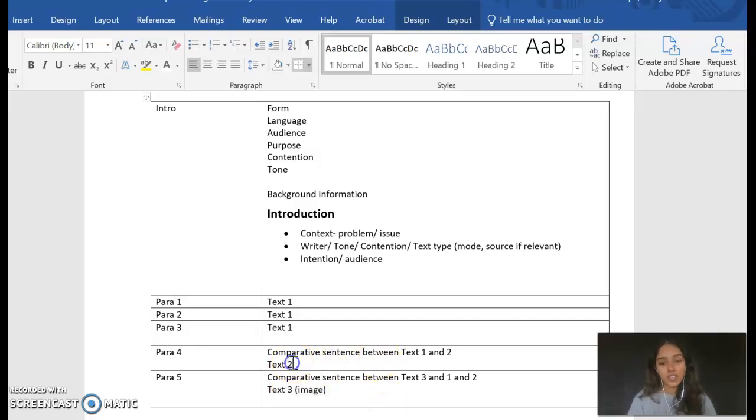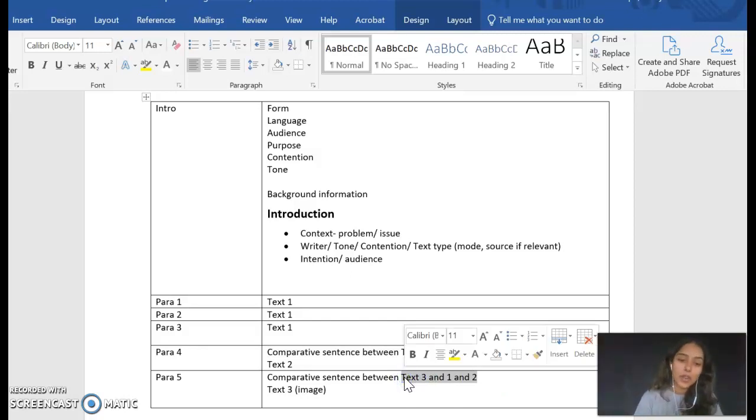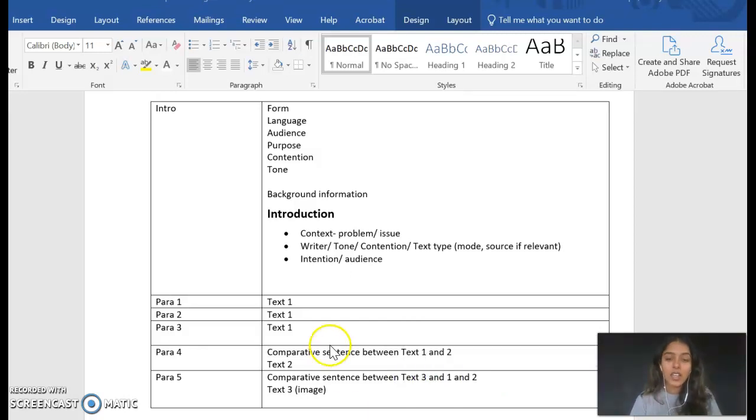When you introduce text 2 and text 3, the comparing bit requires you to have a couple of comparative sentences between text 1 and text 2, and a couple of comparative sentences between text 3 and either 1 or 2, whichever. So I'll go through that in more detail, but essentially intro, 2 to 3 paragraphs on text 1, 1 to 2 paragraphs on text 2, and 1 paragraph on text 3. Okay, that is your structure.